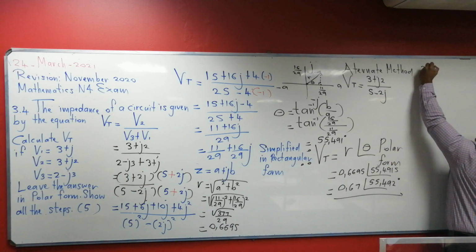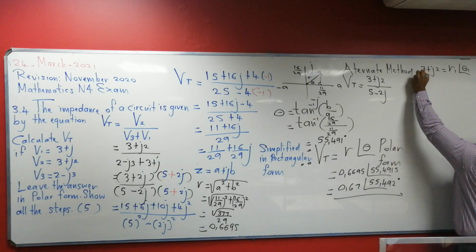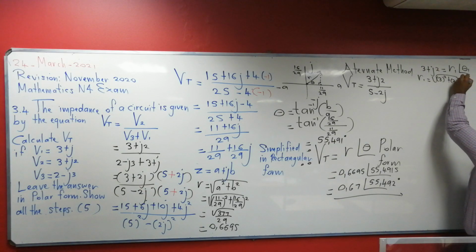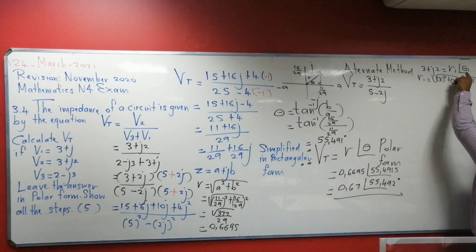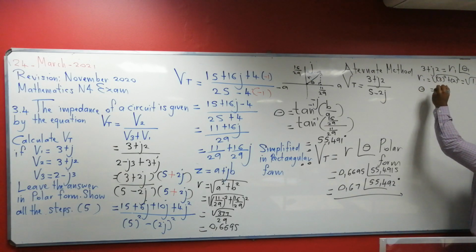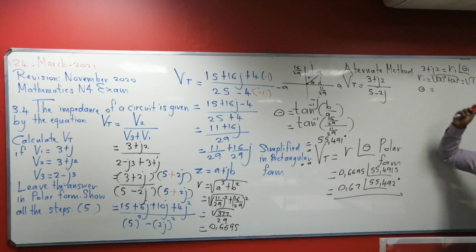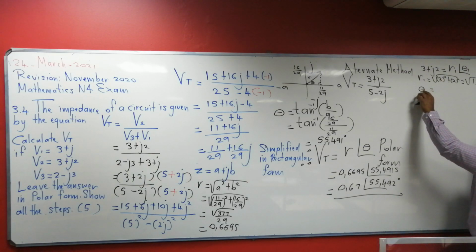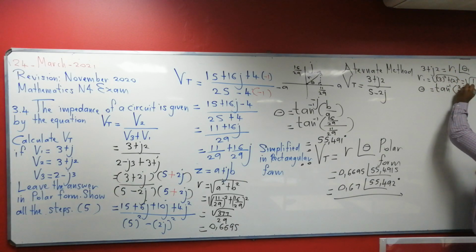So we got 3 plus J2. We need to find R and theta here. So we know that R is equal to the square root of 3 squared plus 2 squared, which is the square root of 9 plus 4, which is the square root of 13. Then your theta, you do a rough sketch, you can see both A and B are positive, so therefore it's the first quadrant. The next one I'll show you the diagram. So therefore theta is equal to inverse tan B over A, which is 2 over 3.